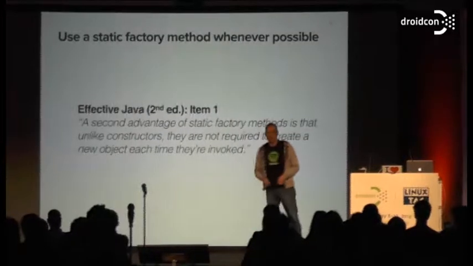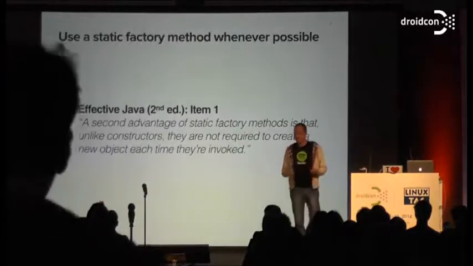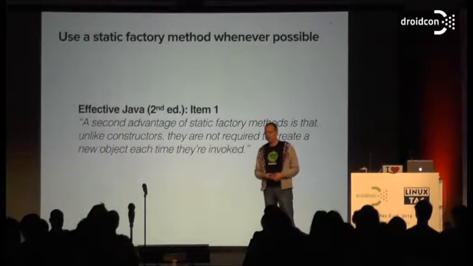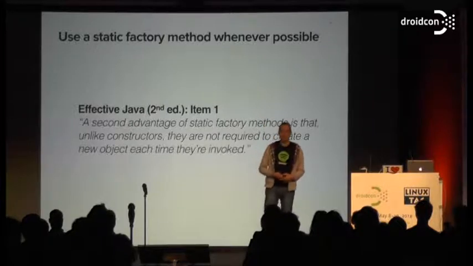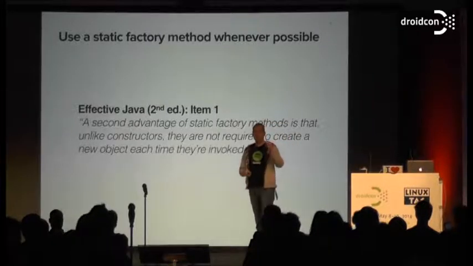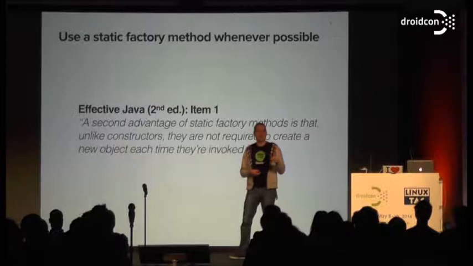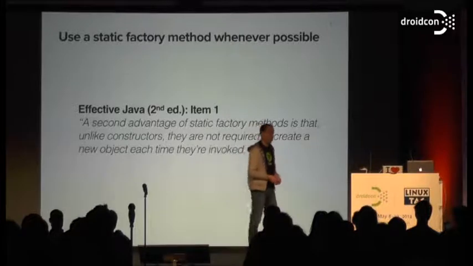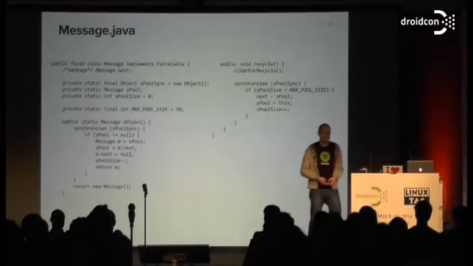A second advantage of static factory methods is that, unlike constructors, they are not required to create a new object each time they're invoked. So does anyone know a very common example of this in Android? A class that we use very often? Good, the Message class.